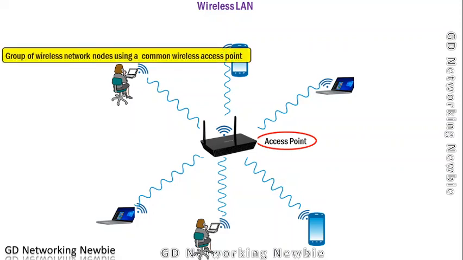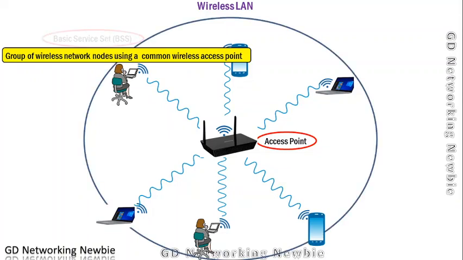Now, this group of wireless network nodes, which are using a common wireless access point, in this case this black one, this is the access point, they collectively are known as a basic service set. So this is the definition: that group of wireless network nodes using a common wireless access point is known as a basic service set, or BSS.